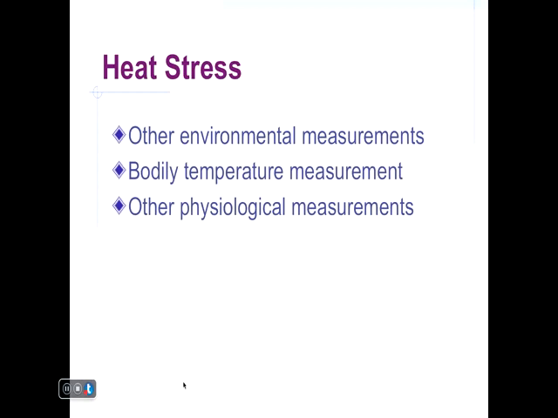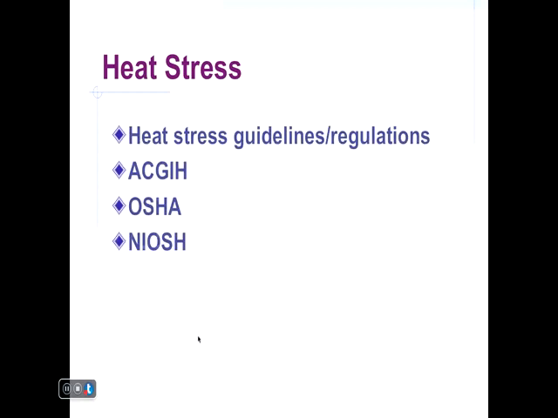Other physiological measurements that can be done, sometimes you can weigh a person before and after and make sure that they don't lose more than a certain percentage of their body weight due to sweating, and that could be a good surrogate measurement for prevention of heat stress. So there are other methods that can be utilized as well, and some of those are discussed in your reading assignment. Now, in terms of what to do about heat stress, we don't have a regulation. We have guidelines, and ACGIH has guidelines, NIOSH has guidelines.